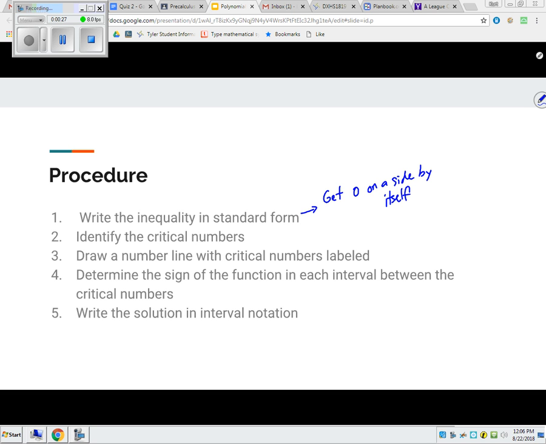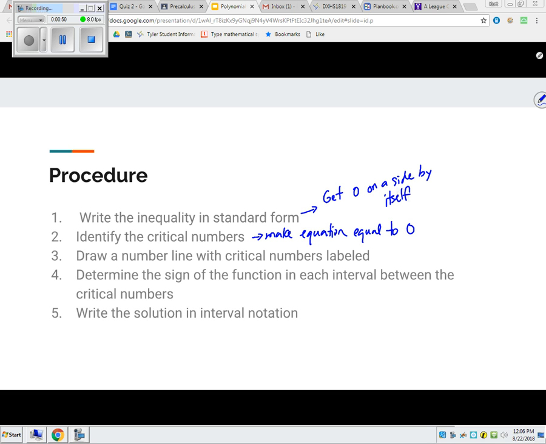Okay, next up, identify the critical numbers. This is a new term for a lot of you. Critical numbers are anything that makes the equation equal to 0. I'll say equation, even though we're doing inequality today. You'll kind of see what we mean by that when we do our first example together.